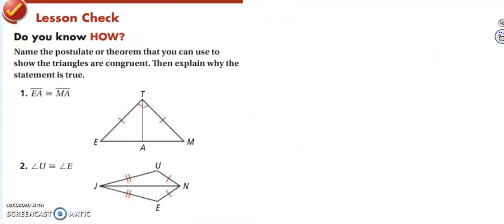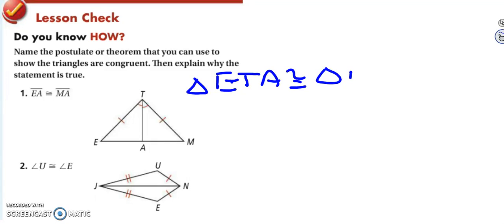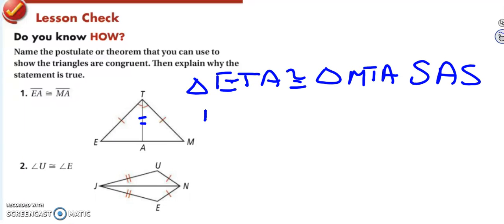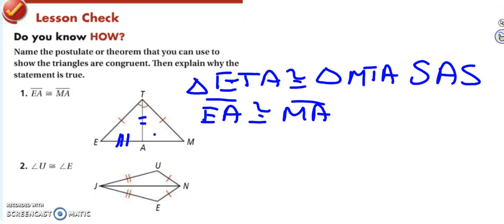Okay, name the postulate or theorem that you use to show the triangles are congruent. Explain why it's true. So I know that triangle ETA is congruent to triangle MTA by SAS. So EA then, EA here, must be congruent to MA by CPCTC. And this triangle, again, I've got reflexive property here.